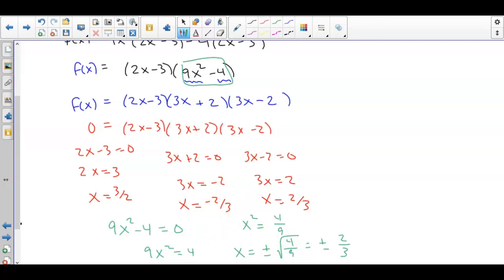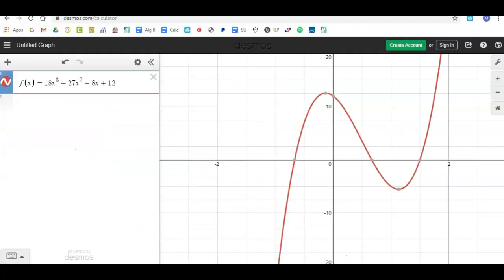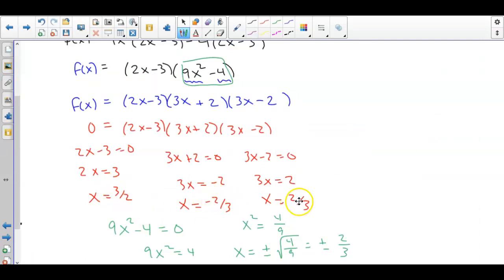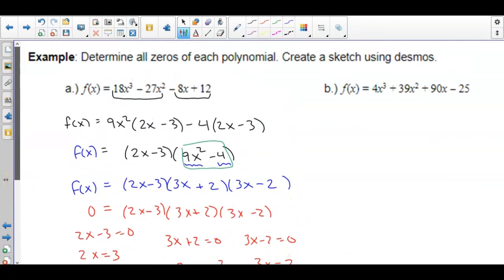So as far as the graph goes, again, we just found where this graph crossed the x-axis. So if I jump over to the graph of this function, I can see that this root is at negative 0.67, which is negative 2/3. Here's the positive version then of the positive 2/3, and then here's my 1.5, which is my 3/2. So if I go back again, those are all three of my answers.